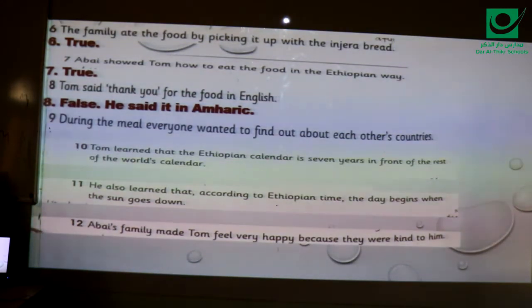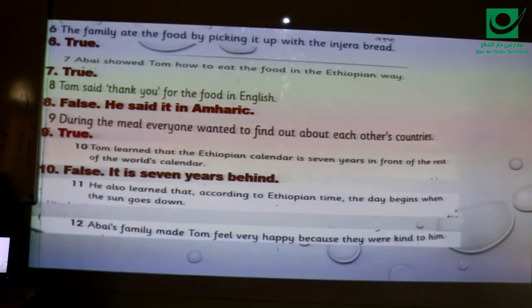Number nine, during the meal, everyone wanted to find out about each other's countries. True. Number ten, Tom learned that the Ethiopian calendar is 7 years in front of the rest of the world's calendar. False. It is 7 years behind. So if we are in 2020, it means in Ethiopia they are in 2013.